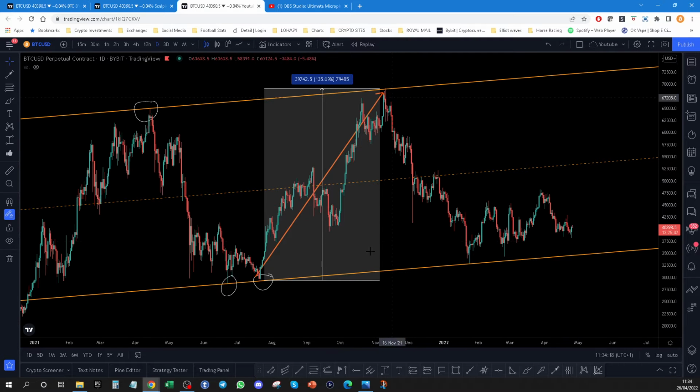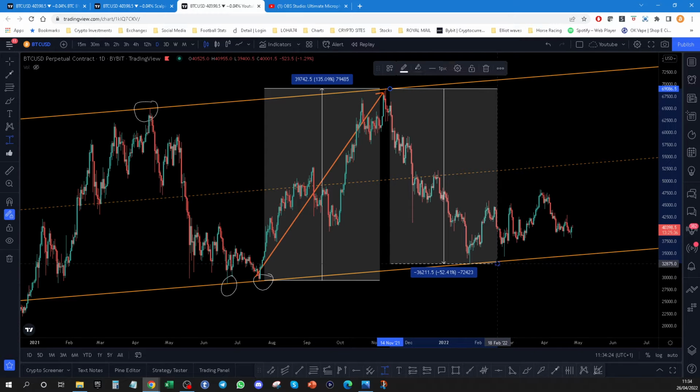If you did take a short opportunity, or you just exited the market, we then got a 52% drop. 135% gain, 52% drop. Big numbers, big numbers.